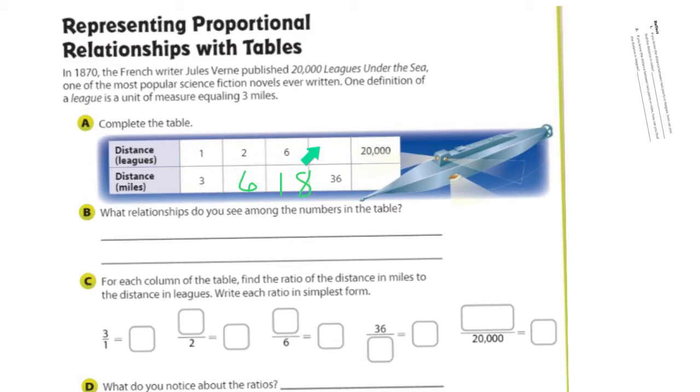This one, what do you multiply by 3 to get 36? And that, of course, would be 12. And then the last one, multiply 20,000 by 3, and of course you get 60,000, which is hard for me to write in there. Okay, so you complete the table.